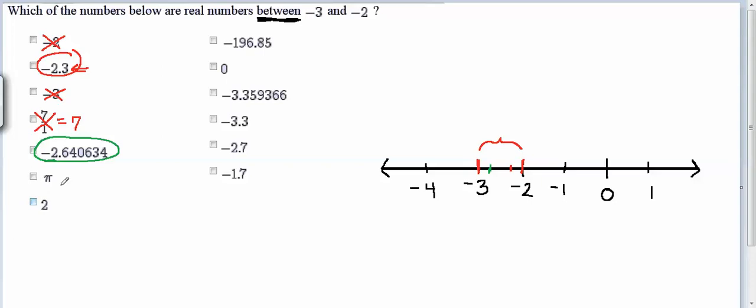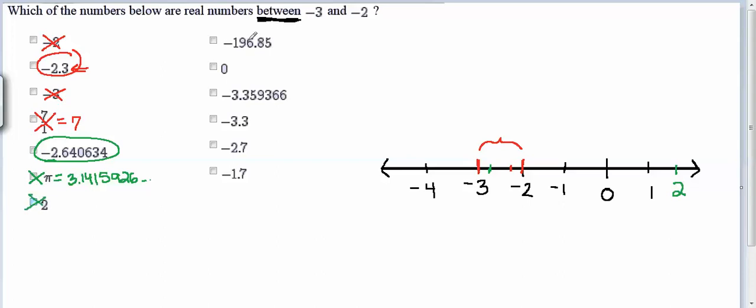If you remember pi, that's a symbol that's used to represent a number that goes on and on forever. It begins with 3.1415926. It goes on and on and on. But the important thing here to notice is that this is a positive number. If I were to graph this, it would be somewhere on the positive side of the number line. So that is not between negative 3 and negative 2. Similarly, when I see the value of 2, if I were going to graph that, that would be up here. That's not in between negative 2 and negative 3, so that's out.